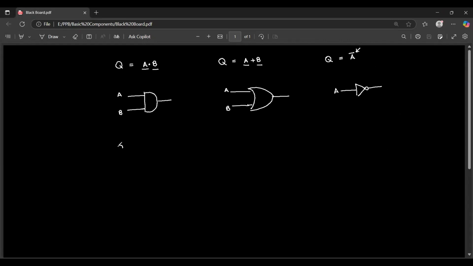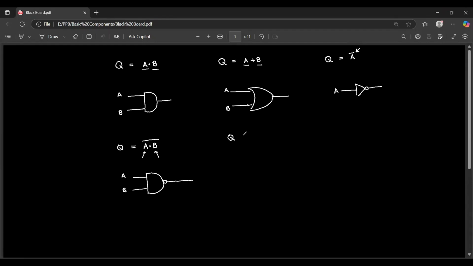If you have Q is equal to A dot B, whole thing bar, that means they are passing through a NAND gate. There are two signals, A and B. If there is a dot and it is covered with a whole-thing bar, that means the signals are passing through a NAND gate.